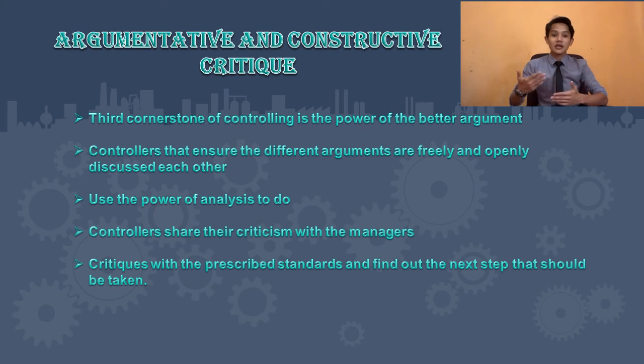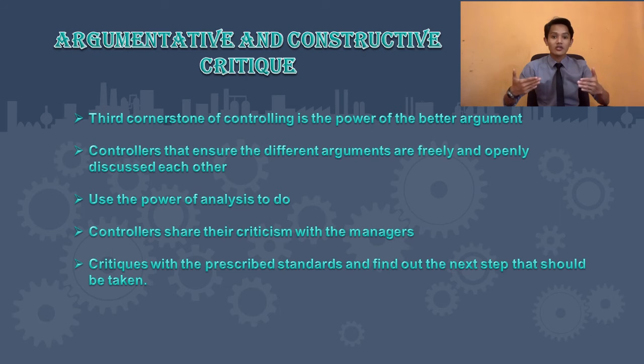The last element that we can learn from the video is argumentative and constructive critique. The third cornerstone of controlling is the power of better arguments. Controllers ensure that different arguments are freely and openly discussed with each other. The controllers need to use the power of analysis to do their jobs. Controllers share their criticism with the managers at every stage in the decision-making process.